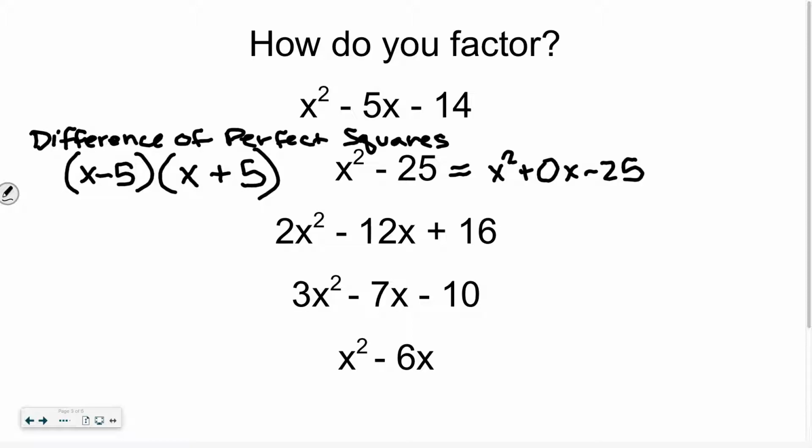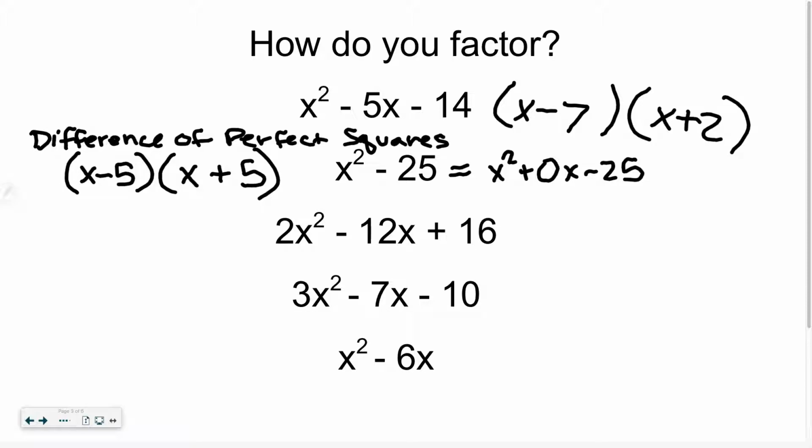So there's a minus, so that means you're going to have a minus and a plus, and then there's a minus over here. So the minus is going to be the bigger number, and 14. The factors are 7 and 2, and 7 minus 2 is 5. So the bigger number would be 7. Good job. Great job. I couldn't have said it better myself, so I'm not going to say anything more about it.